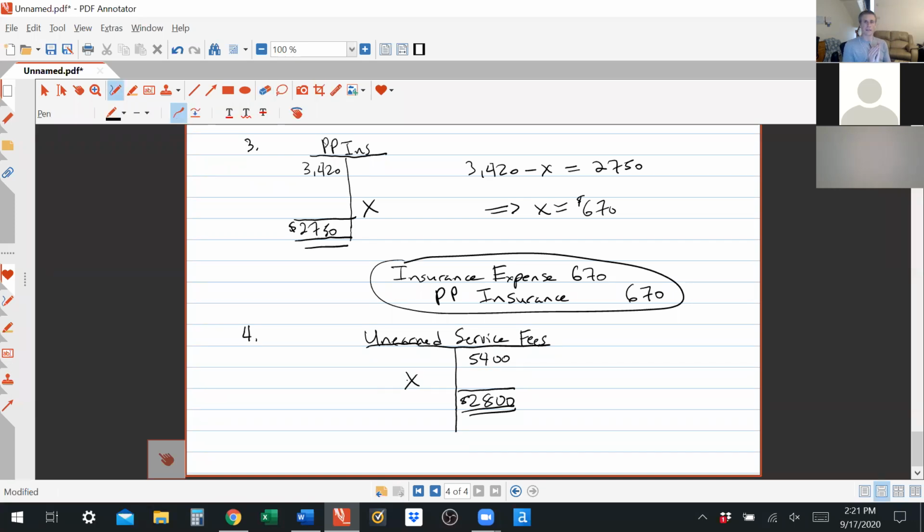What's the only way to satisfy our unearned service fee liability? We have to earn it, right? We have to do the services. So the only way we're going to reduce the liability is if we've earned the revenue. So credit service fee revenue, debit unearned service fees. That's the journal entry. Question is for how much? Solve for it. 5,400 minus x has to equal 2,800. So that implies that x equals 2,600.